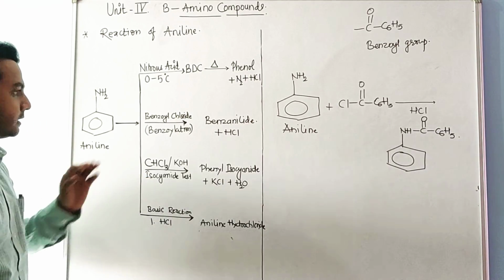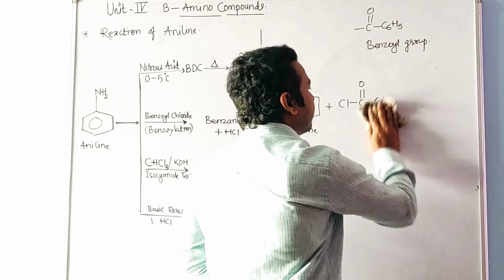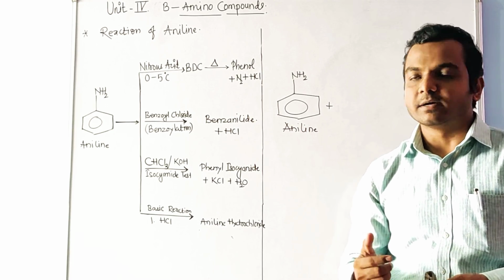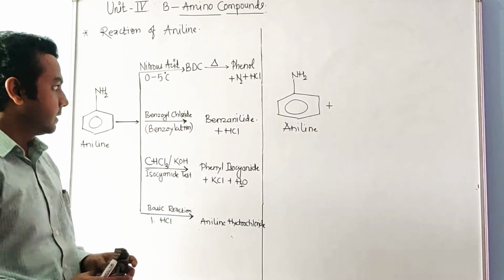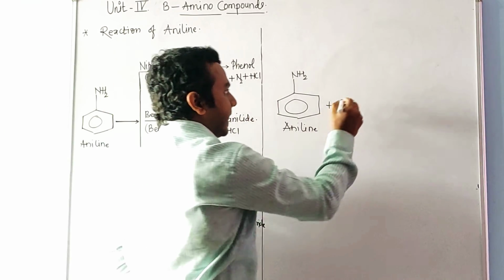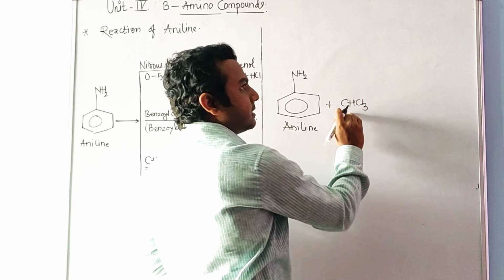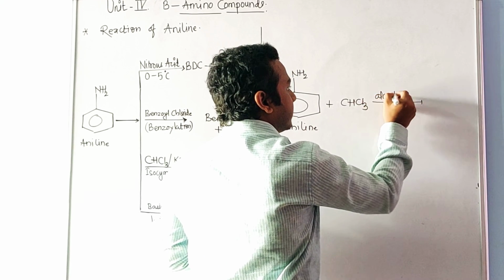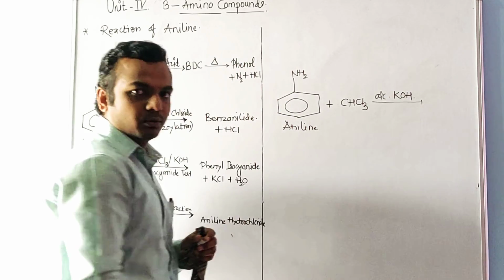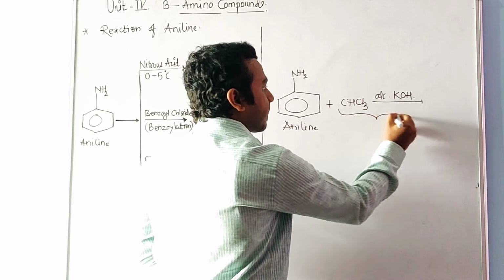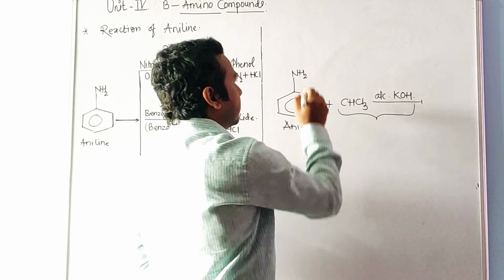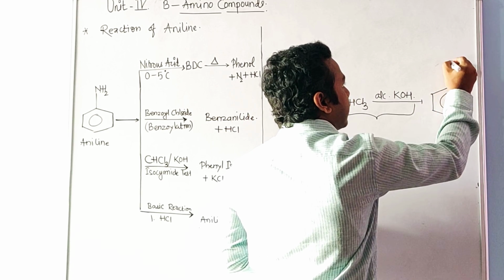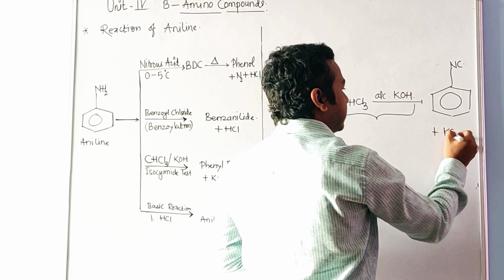Now let us move toward the third reaction. The third reaction is very important regarding our university exam. When aniline reacts with CHCl3, the chloroform, in presence of alcoholic KOH, these two reagents convert the NH2 group into isocyanide along with KCl plus water.